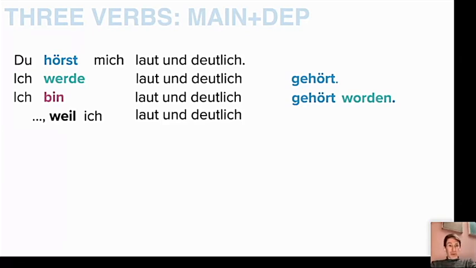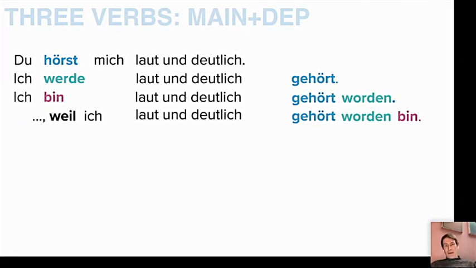You don't even have to understand what you're saying here. It's very mechanical. Even if this was all gibberish, you would be able to put them in the right order. Gehört, worden, bin. See, you can build proper German sentences without understanding a single word, although you've heard the meaning of this already.